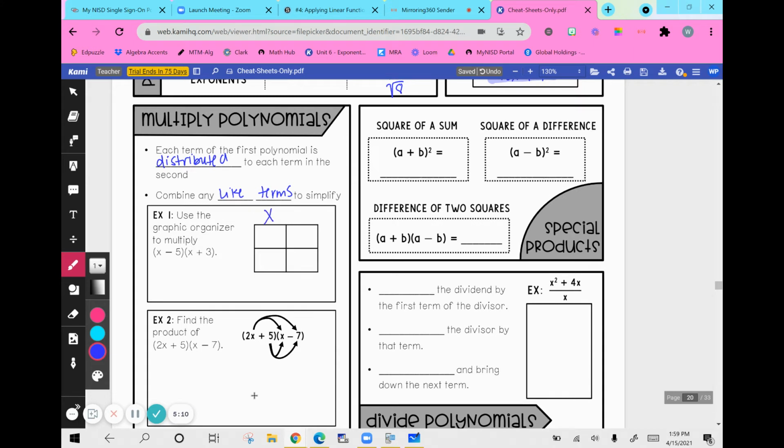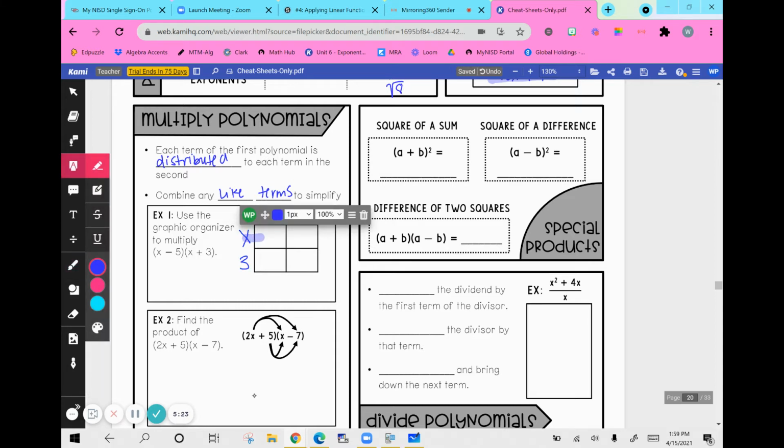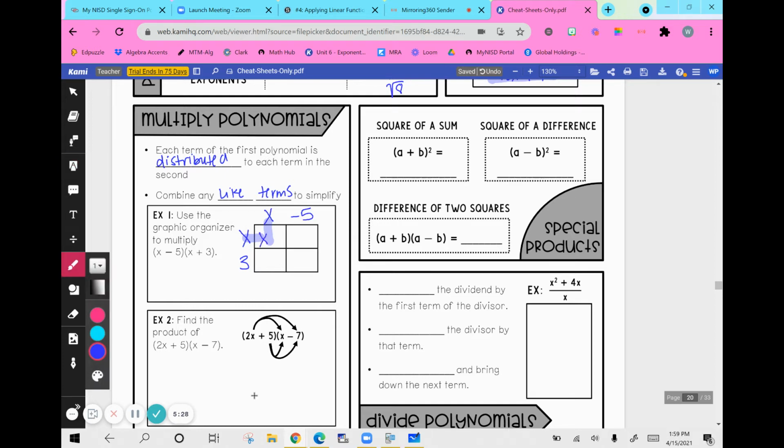So x minus 5 goes across the top, and x plus 3 goes here. So you keep those signs with it. Since this was minus 5, it becomes a negative 5 here. You're going to say x times x here, and that makes x squared. Then x times negative 5 gives you negative 5x. And then 3 times x is 3x, and 3 times negative 5 is negative 15.